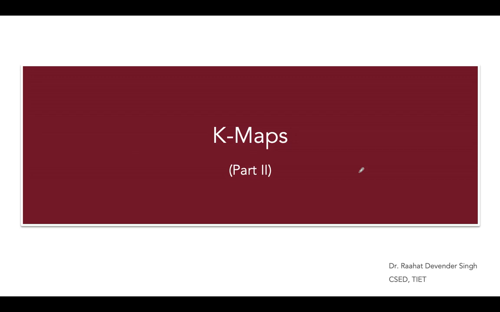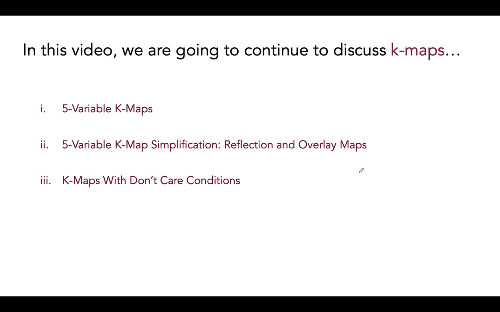Hey everyone, welcome back. In this video, we will continue our discussion of K-maps. We are going to talk about 5 variable K-maps. Then we'll learn some techniques for the simplification of such K-maps, and we'll also learn about reflection and overlay maps. And then finally, we'll discuss K-maps with don't care conditions. So we'll see what don't care conditions are and how they are dealt with when they arise within a K-map.